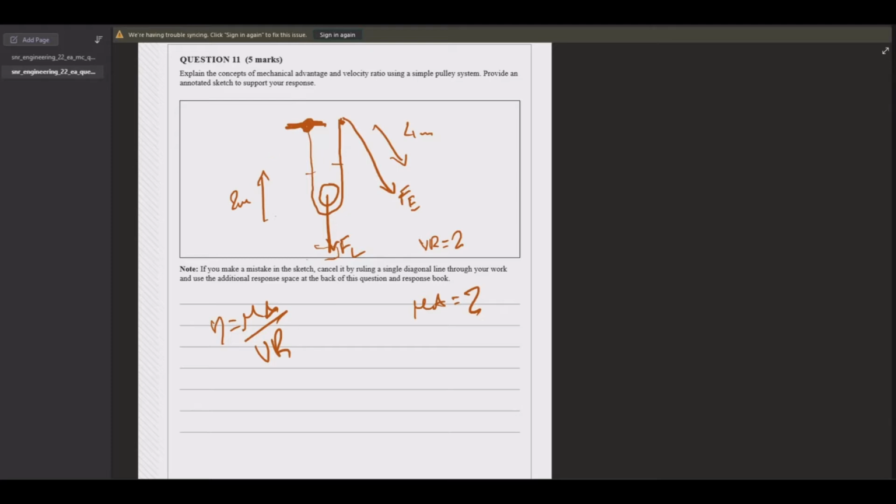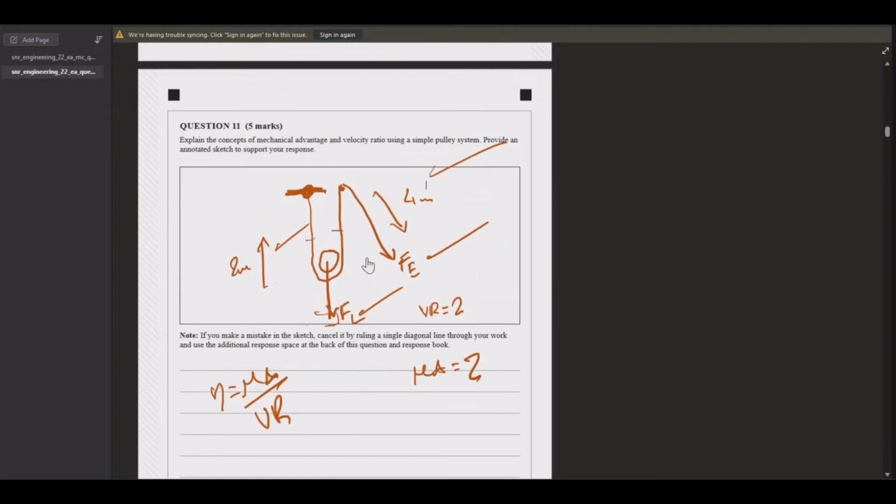Let's have a look at how well we did. So we've indicated the number of ropes, and supporting the load proportionately reduces the effort required to move the load. So yeah, we've explained that. It explains velocity ratio, indicates distance moved by the effort by dividing by the distance the load is moved. So I've explained that, I believe. Provides an annotated sketch including effort and load and the distance moved by effort and load. Alright, so that was the 5-mark question.